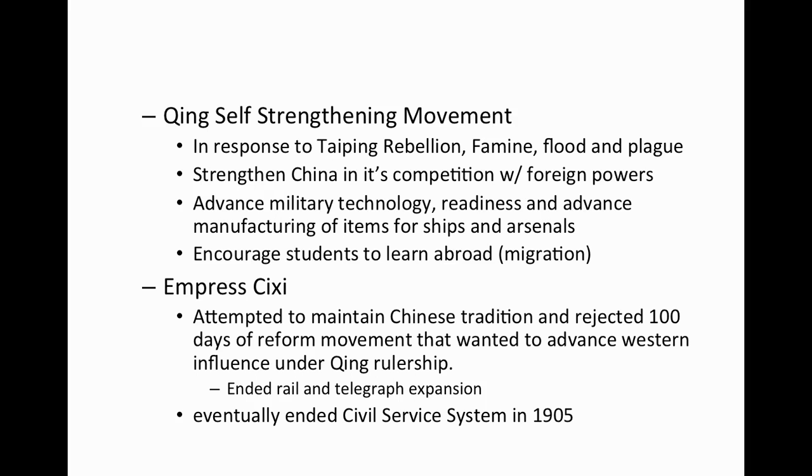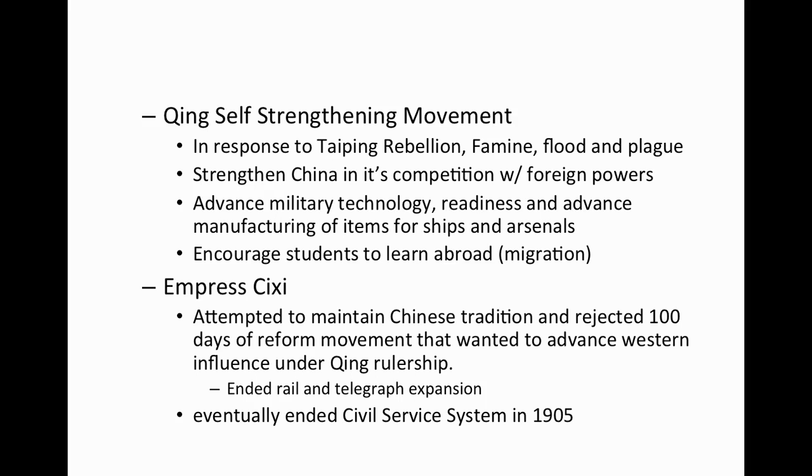So manufacturing was focusing on ships, weapons, for example. They did encourage students to leave and learn in Europe and in other places, right? They're also going to encourage the building of railroads and telegraphs. Then Empress Cixi follows. I forget how to pronounce her name.